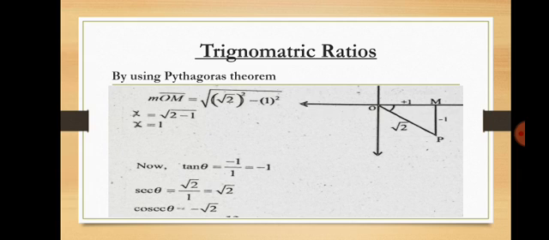So we will use the Pythagoras theorem formula, that is the measure of OM is equal to under root of under root 2 whole square minus 1 whole square. Using the values, x is equal to under root of 2 minus 1, so x is equal to 1. So by using the Pythagoras theorem we have found the value of x. Now we use the trigonometric ratio tan theta, which is equal to y over x. The value of y is minus 1 and the value of x is 1. So the answer is minus 1.